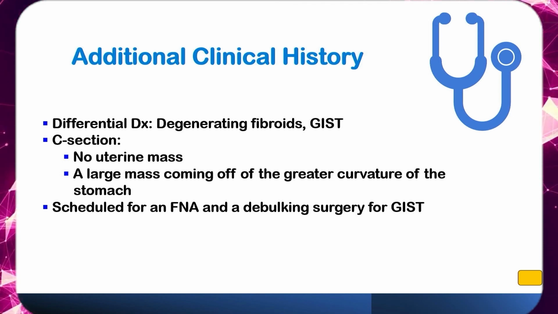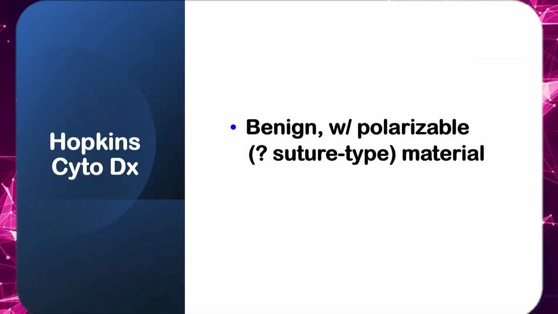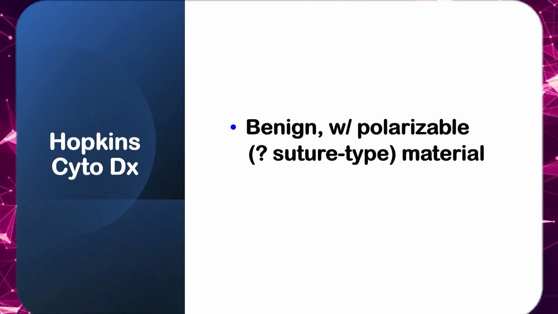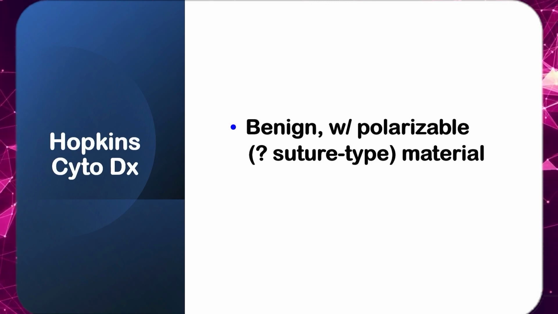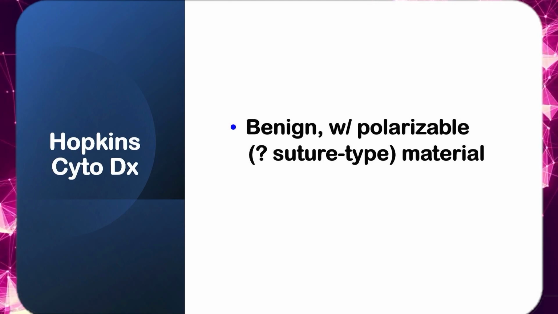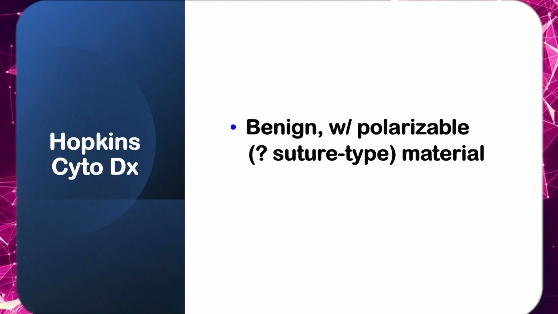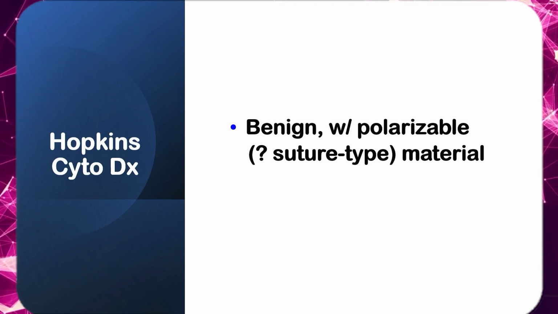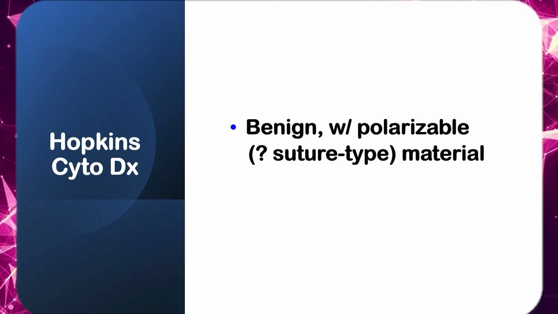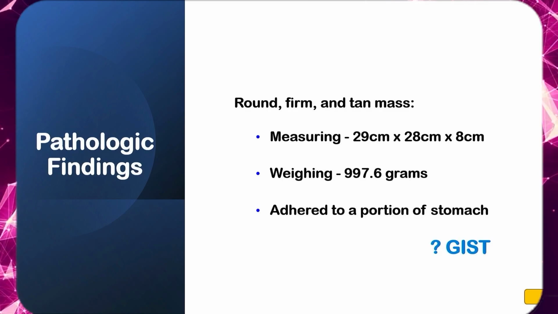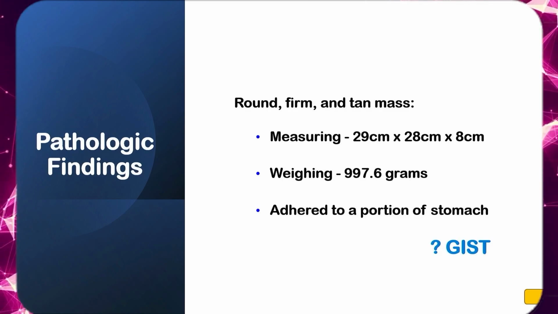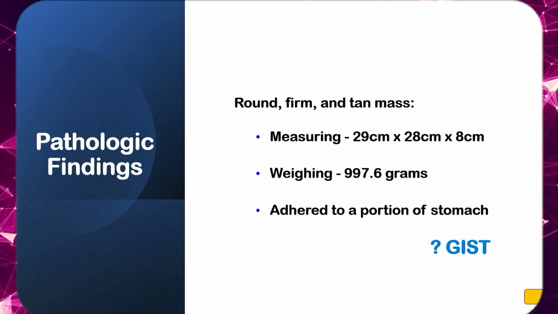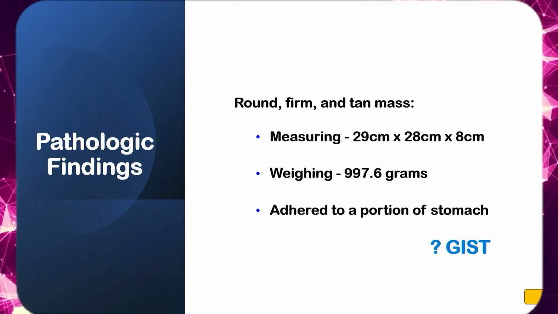So our approach was very different because we were able to look at those histiocytes under polarized microscopy, and we thought that there is some polarizable material. So this was my case. I signed it out as benign with polarizable suture type material. And the surgeon laughed at us and said, 12 centimeter mass attached to the stomach, and you were calling it suture-like material. So in any case, a debulking surgery was done, and a big tumor was taken out, measuring 29 centimeter in greatest dimension and weighing a kilogram.